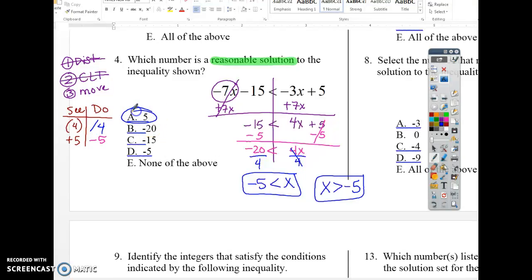Positive 5 is your answer. It cannot be negative 5 because it doesn't say equal to. You see there's no line underneath? But a lot of you would have picked negative 5 just because the answer says negative 5. But you have to read and see which one fits in the solution. Okay? Problem number 6.